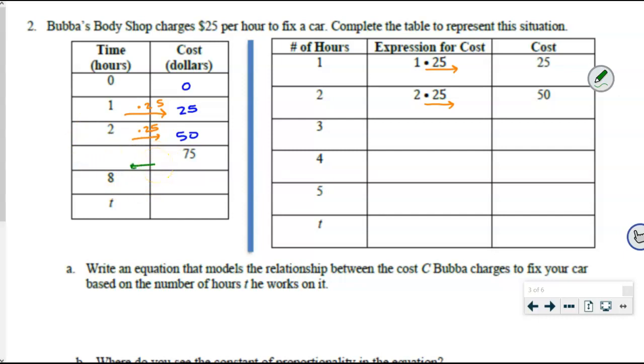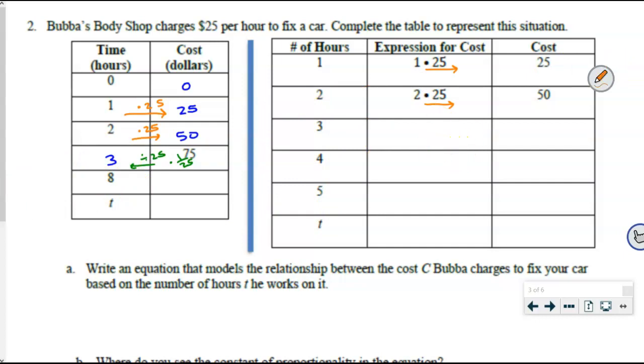Alternatively, we can, if we really wanted to, Gideon? Yes, we could multiply by the reciprocal, 1/25. No matter which way you prefer to do this, we are going to get 3. So if we have a budget of $75, he can only work on the car for 3 hours. We can think of it backwards like that too. And now we can fill in the table here.